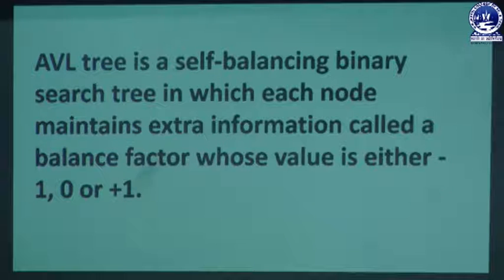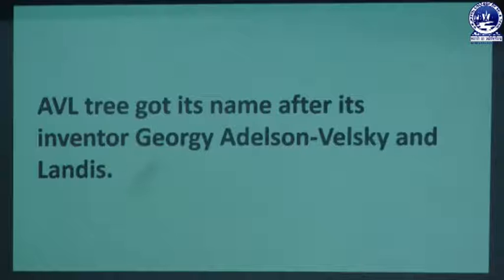Now we will discuss about AVL tree. AVL tree is a self-balancing binary search tree in which each node maintains extra information called a balancing factor, whose value is either 1, 0 or minus 1. AVL tree got its name after its inventor G.